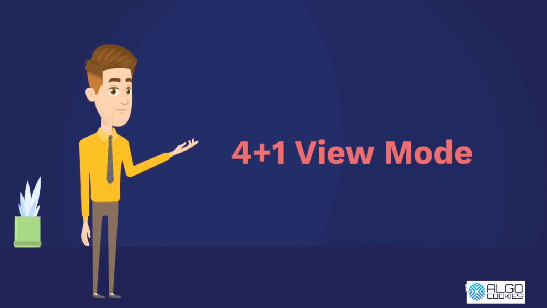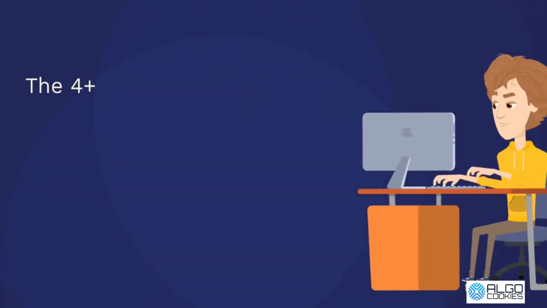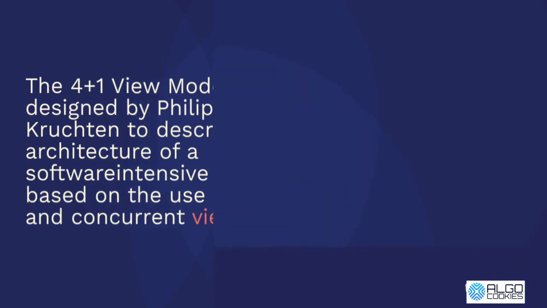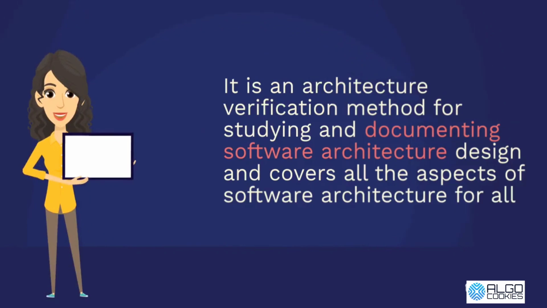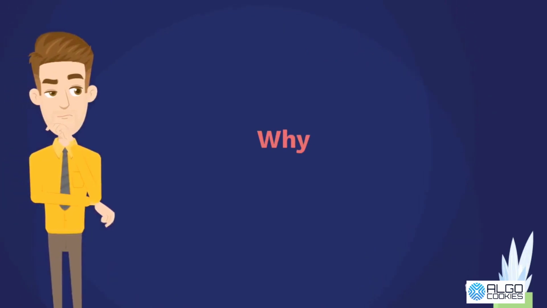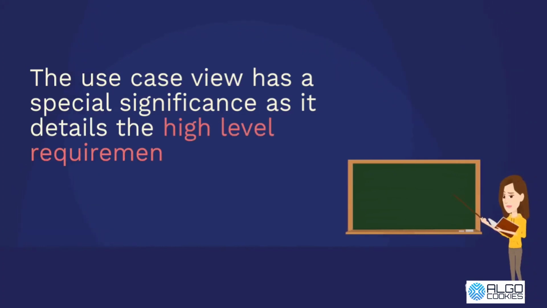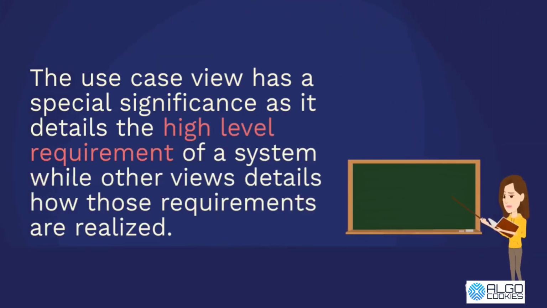4+1 view model. The 4+1 view model was designed by Philippe Kruchten to describe the architecture of a software-intensive system based on the use of multiple and concurrent views. It is an architecture verification method for studying and documenting software architecture design and covers all the aspects of software architecture for all stakeholders. Why is it called 4+1 instead of 5? The use case view has a special significance as it details the high-level requirement of the system while other views detail how those requirements are realized.